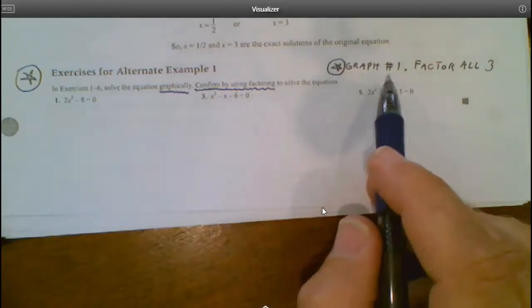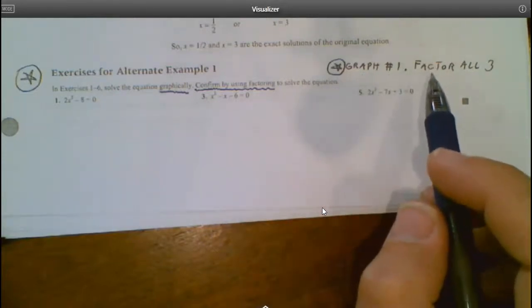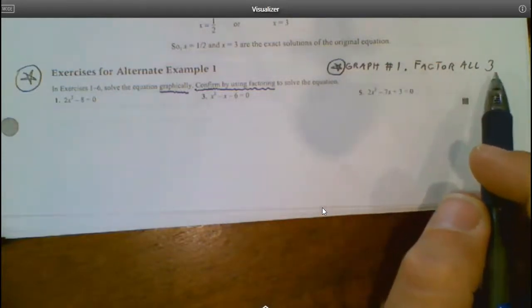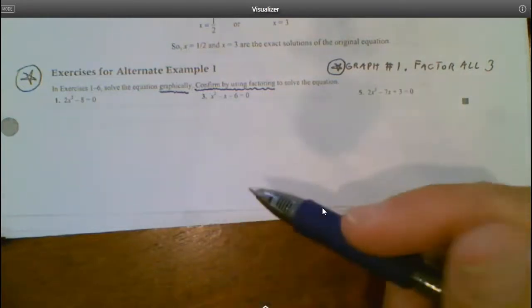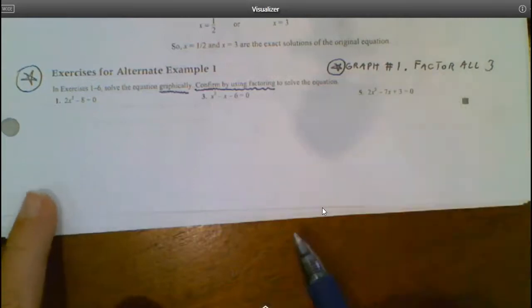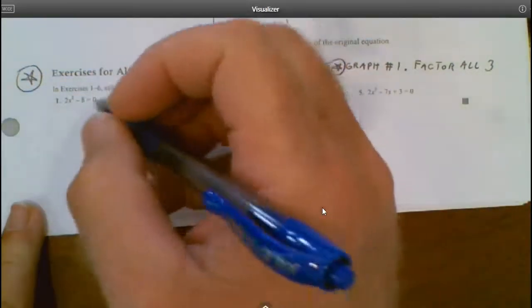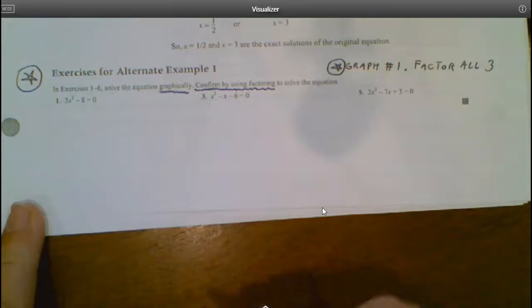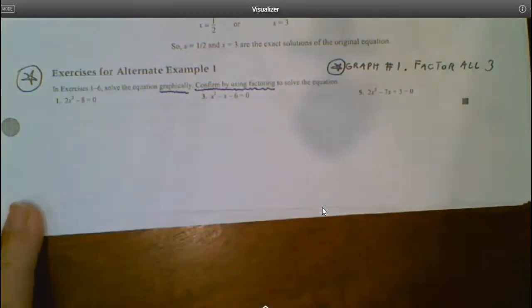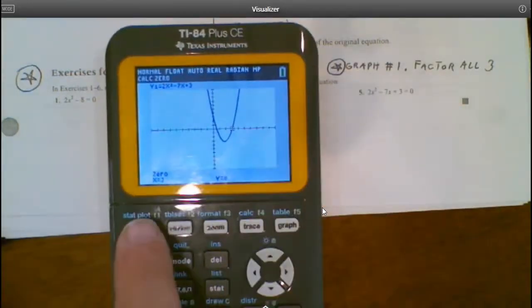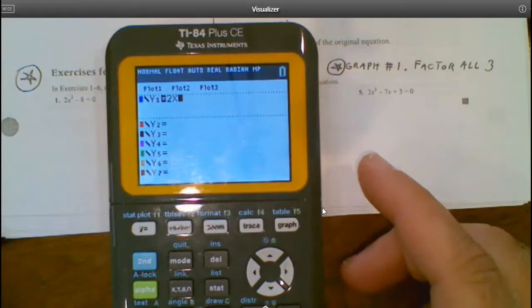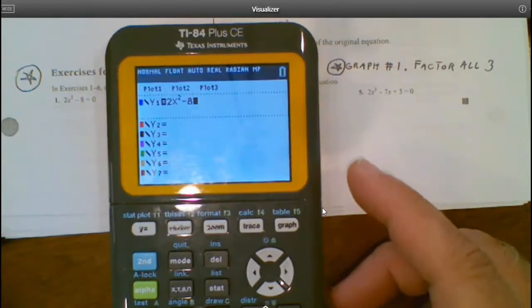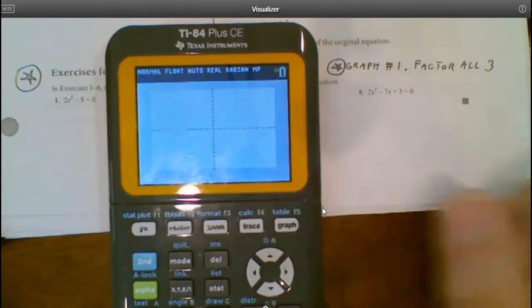So we're going to graph number 1. I don't know that we're going to factor all 3 here. If we had a little more class time, maybe we would do that, but this just being a video, I don't think we're going to do graphs for all of them. But anyway, on the first one, if you want to solve this by graphing, again, you're going to go to your y equals button. Let me clear out the old one. Type in the new one. You have 2x squared minus 8. Go ahead and hit graph.